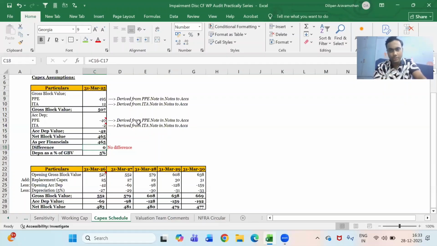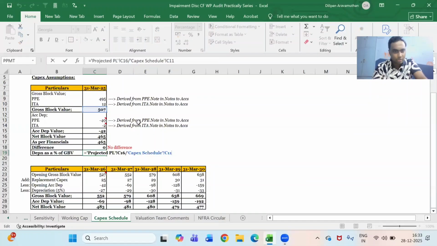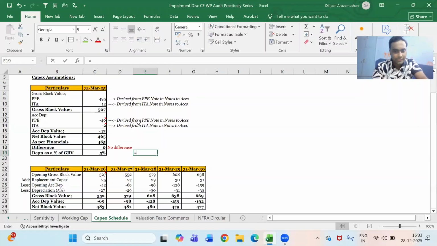Why the gross block value, sir? Because the company is using the SLM method of depreciation. And as you all know, straight line method depreciation computes the depreciation as a percentage of the original cost, or on the basis of the original cost. So if I take my depreciation charge for the year, we saw that 25 was the depreciation charge for the year, and divide by the gross block value, I'm getting a number of 5%, which is what we get here.